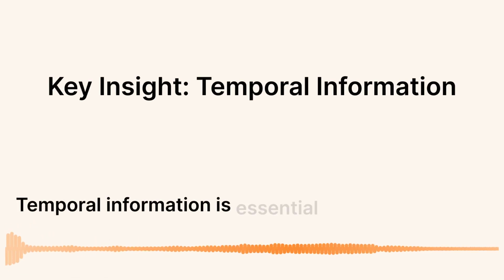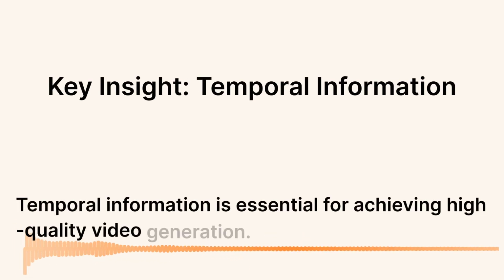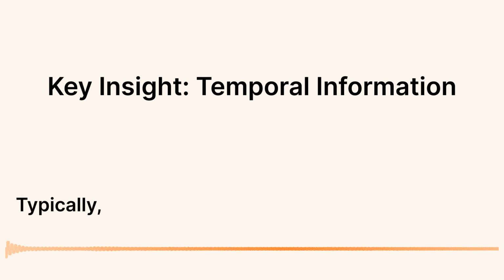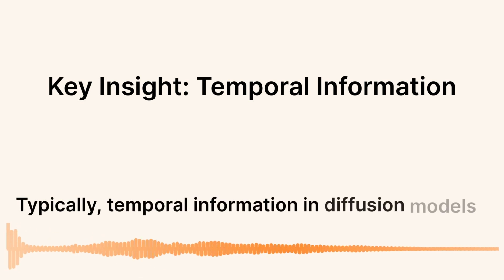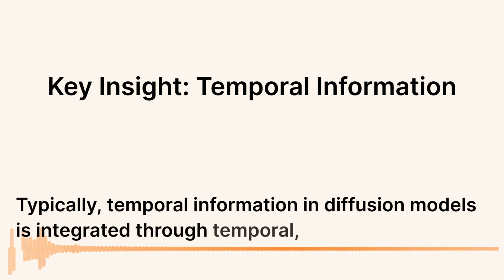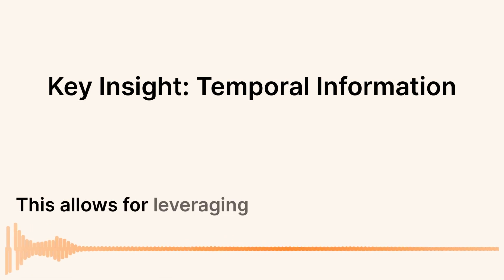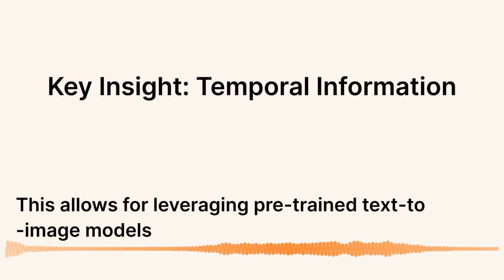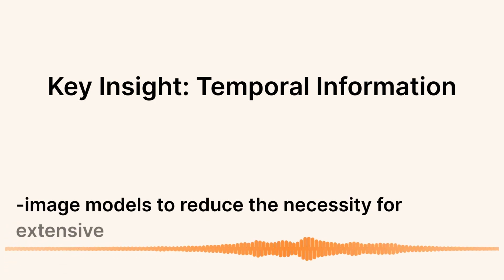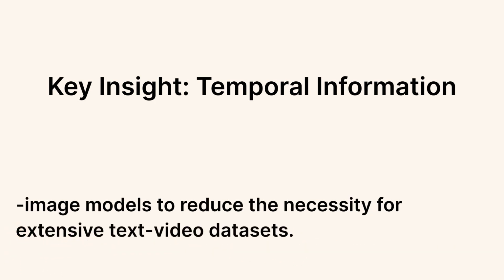Temporal information is essential for achieving high-quality video generation. Typically, temporal information in diffusion models is integrated through temporal convolutional or attention layers. This allows for leveraging pre-trained text-to-image models to reduce the necessity for extensive text-video datasets.